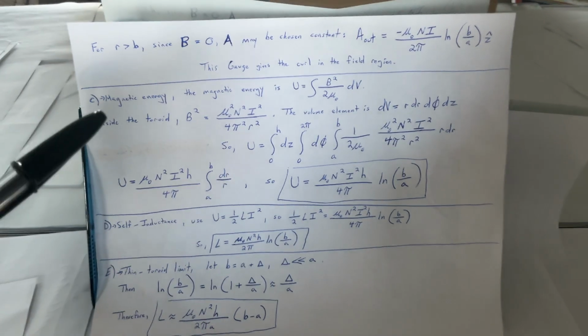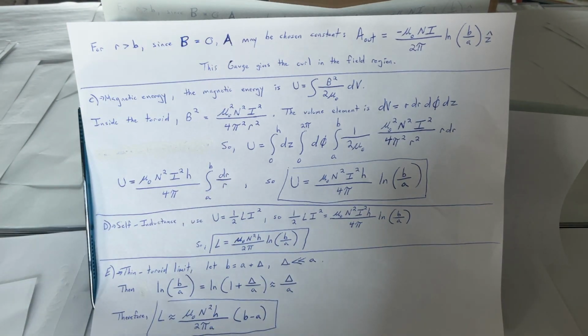Part C, the magnetic energy. The magnetic energy is U equals the integral of B squared over 2 mu naught dV. Inside the toroid, B squared equals mu naught squared N squared I squared over 4 pi squared r squared. And the volume element is dV equals r dr d phi dz.